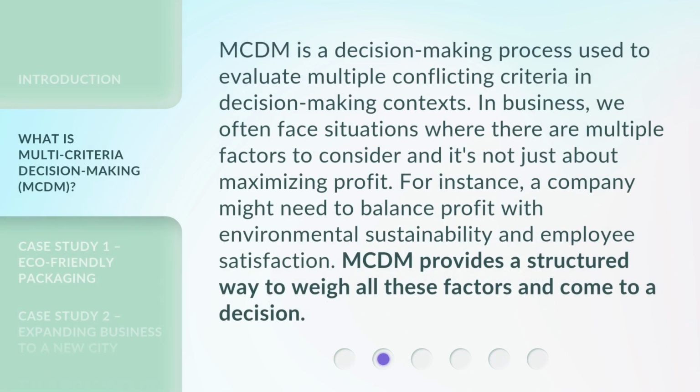MCDM is a decision-making process used to evaluate multiple conflicting criteria in decision-making contexts. In business, we often face situations where there are multiple factors to consider, and it's not just about maximizing profit. For instance, a company might need to balance profit with environmental sustainability and employee satisfaction. MCDM provides a structured way to weigh all these factors and come to a decision.